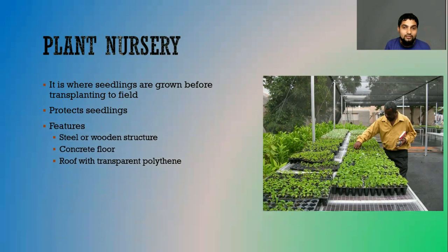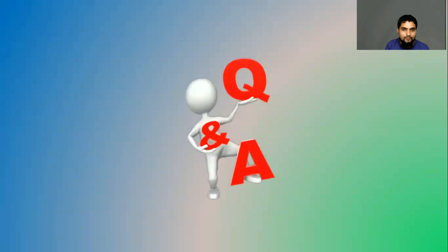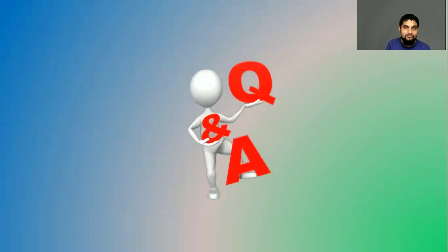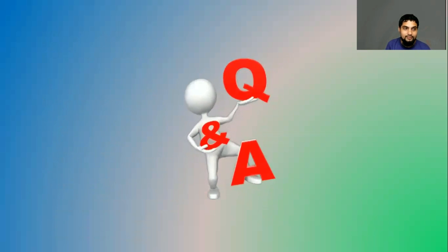Some of the features of a plant nursery would be that the structure should be made of something strong. It should be a wooden structure or a steel structure, a concrete floor, and a roof with transparent polythene material, which is like a plastic. The roof is really to protect the plants from excessive sun and excess rain. So that brings us to the end of this section where we looked at the propagation of plants.